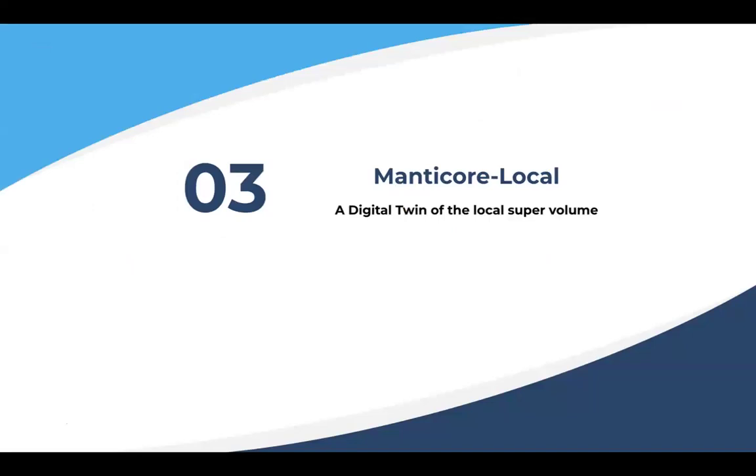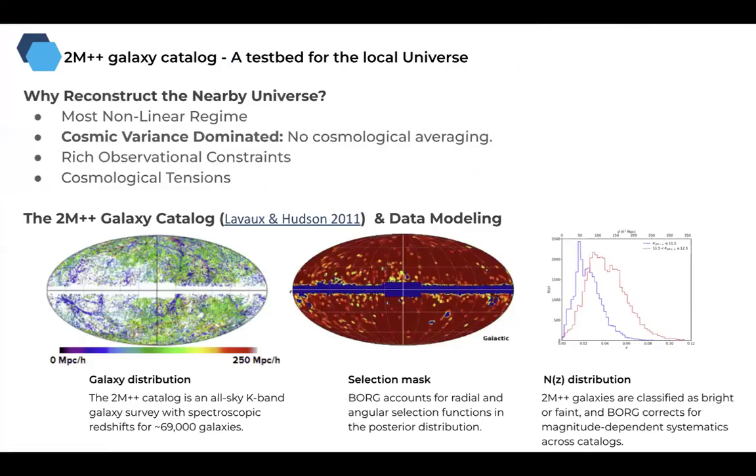And in particular, I want to present to you the Manticore Local project, which is a digital twin of the local supervolume, roughly 300 megaparsecs surrounding us. And I want to show you the degree of detail and how much we can now use individual large-scale structures to test the predictions of the cosmological model and what kind of studies it might enable in the future.